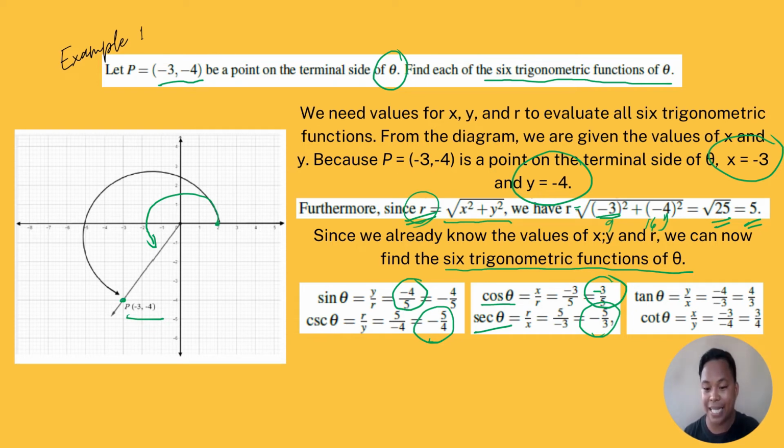For tangent theta, this is equivalent to the value of y over x, and the value of y is negative 4 over the value of x, which is equal to negative 3. Therefore, its value is equal to 4 over 3. And cotangent theta is the reciprocal of tangent theta. Therefore, cotangent theta is equal to 3 over 4 po.